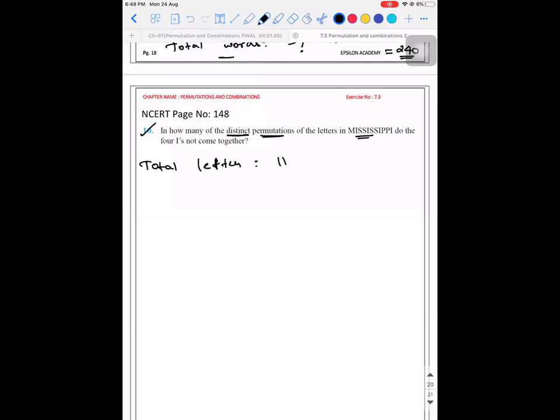Okay, what are all repeated? I's. How many times are they repeated? 4 times. S is repeated 4 times and P is repeated 2 times. M is only 1 time. So 4 plus 4, 8, plus 2, 10. So M is alone different. In how many ways can you arrange all the letters of the word Mississippi among themselves? 11 factorial ways.